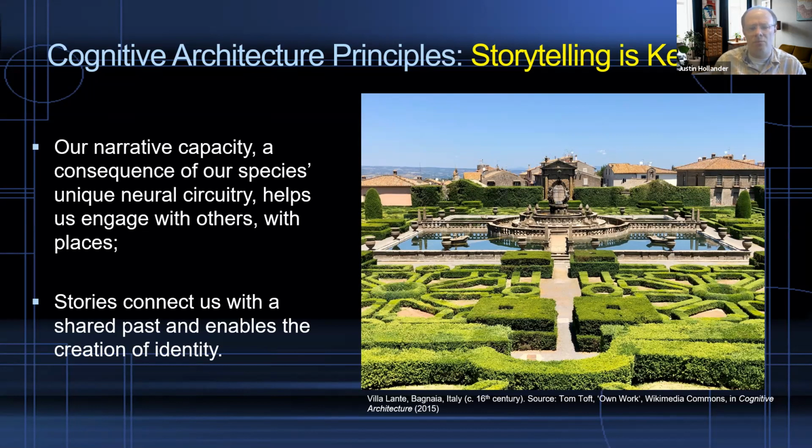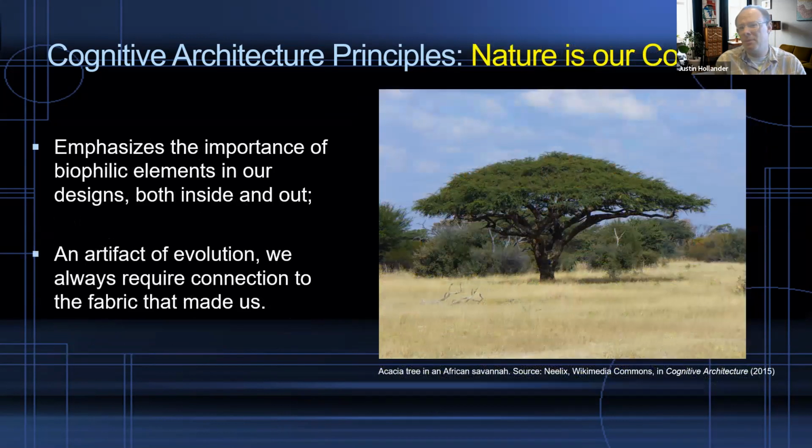A garden that brings you in, that tells you a story, that has characters, that has a plot. This is what helps us connect to places. This is what makes us feel grounded and connected, and remember them. And this kind of sense of a past helps us create our own identity as we learn about a place. So storytelling is key. And the last one is something that many of you may be pretty familiar with, nature.